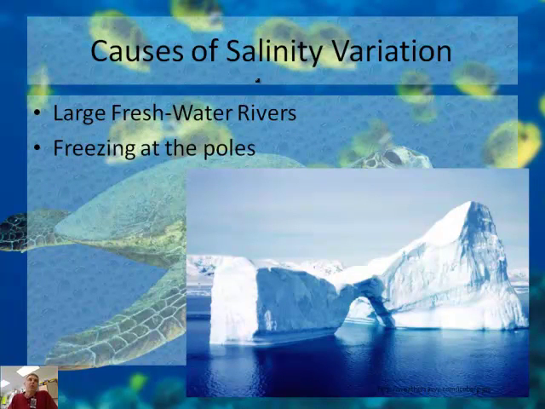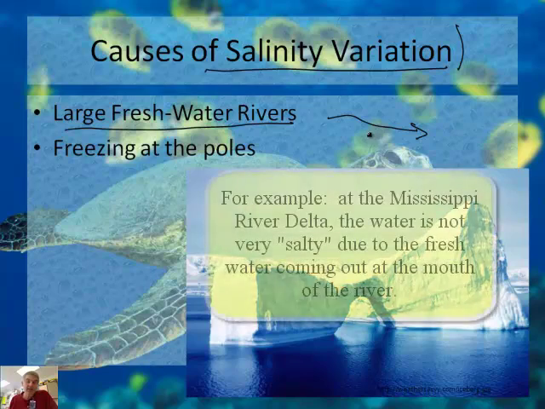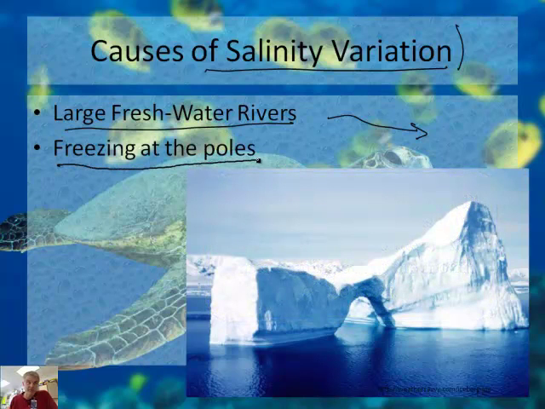All right. So what causes salinity variation? It means, why is the ocean not a consistent saltiness or salinity? Well, one of the key things is large freshwater rivers. If a freshwater river flows into the ocean, that doesn't have any salt in it, or very little, and therefore that, of course, dilutes the salt at the mouths of rivers. And the second thing, which of course is maybe the most important, is the freezing at the poles.